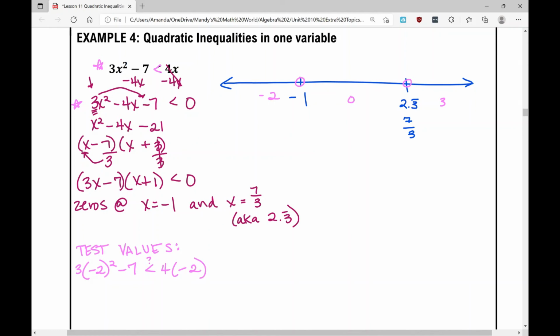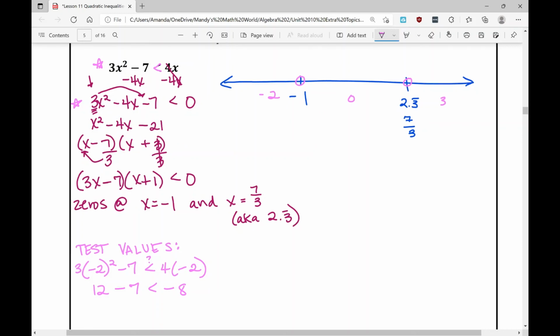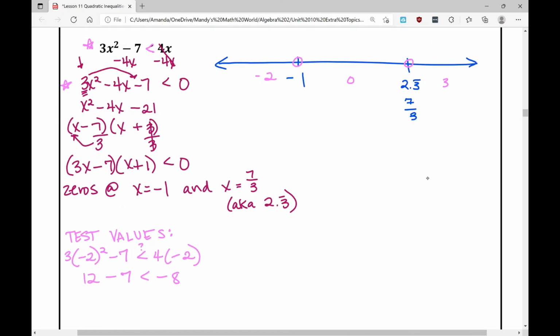3 times, well, let's see, -2 squared is 4. 4 times 3 is 12. So 12 minus 7 is less than -8. 4 times -2 is -8. 12 minus 7 is 5. 5 is less than -8. That is not a true statement, which means this interval is not included in my solution set. Now let's move on to our next interval. Okay, right? So I've got these intervals right here that these critical points break up this number line into.